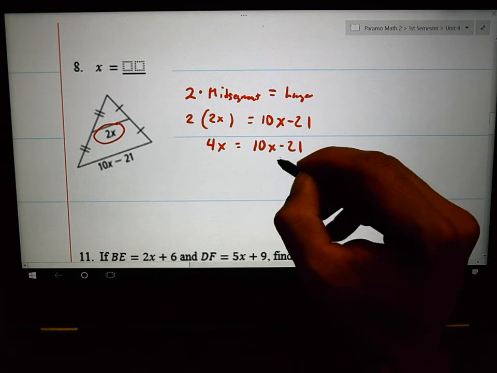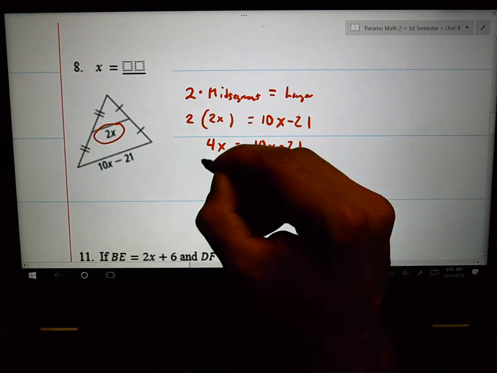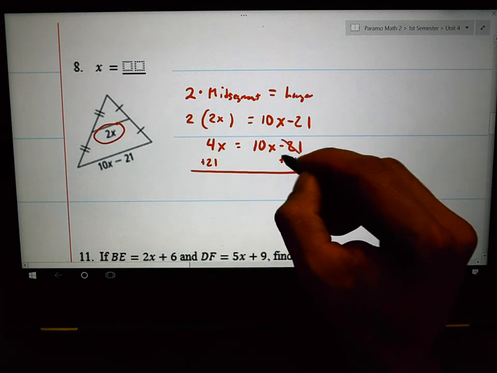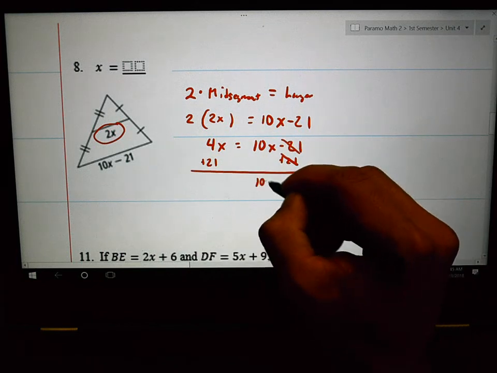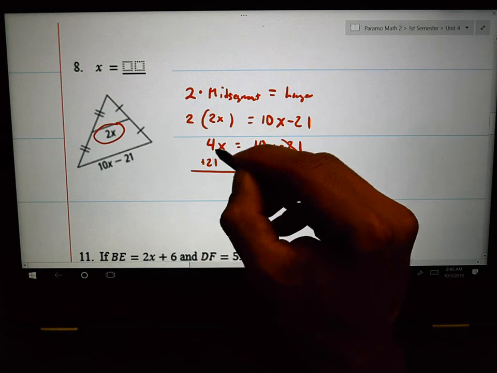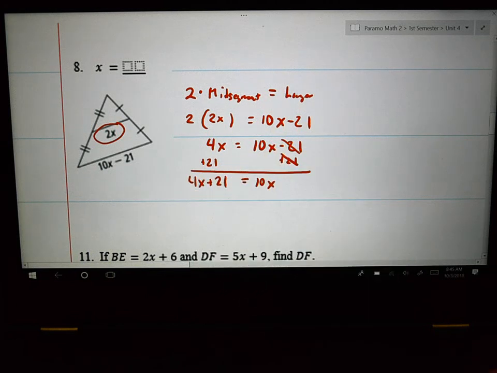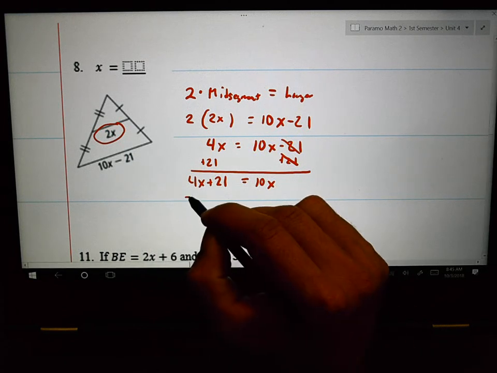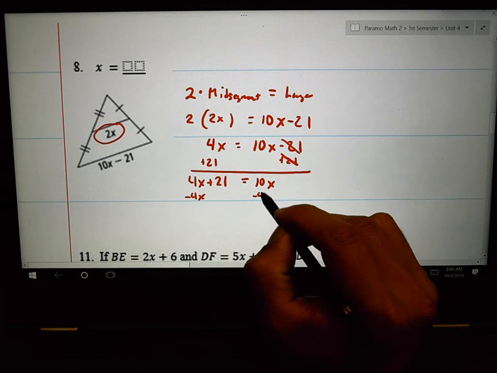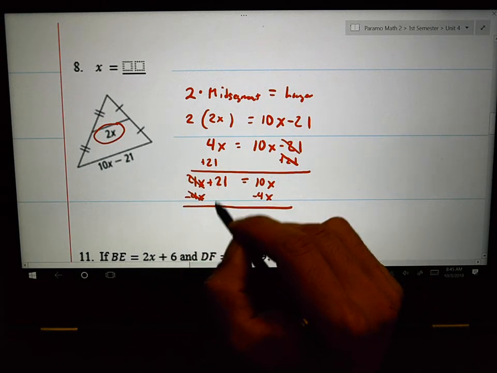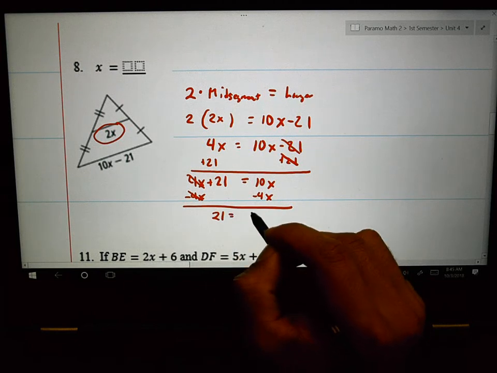If I were you, I would add the 21 to this side. Negative 21 and a positive 21 makes 0. 4x plus 21 are not like terms, so we just put them side by side, 4x plus 21. And I want the x's on the same side of the equal sign, so I'm going to subtract 4x from both sides. 4x, take away 4x is 0x. 21 is equal to 6x.